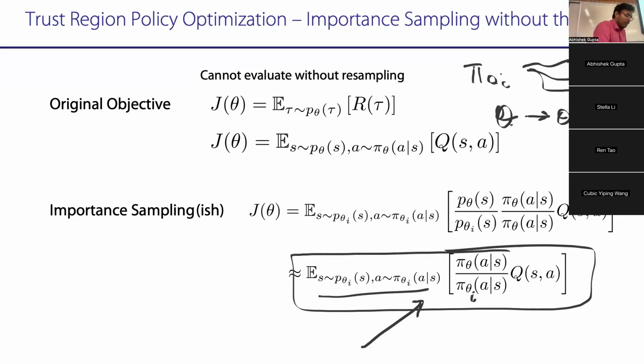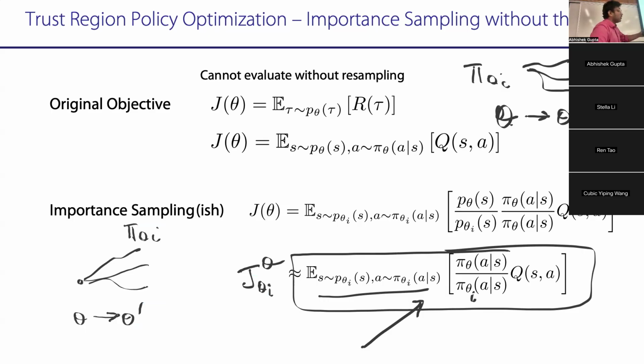The way the process works is that you take a bunch of samples from pi theta I, okay? You compute this objective. Let's call this J theta I theta. Then you take a gradient step on this, so theta is going to move to theta prime.